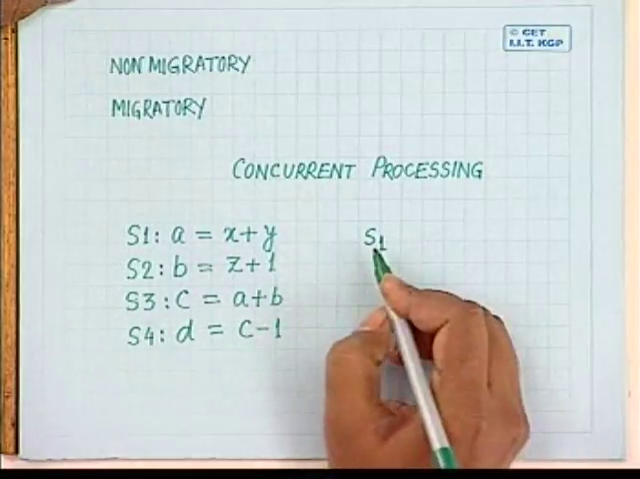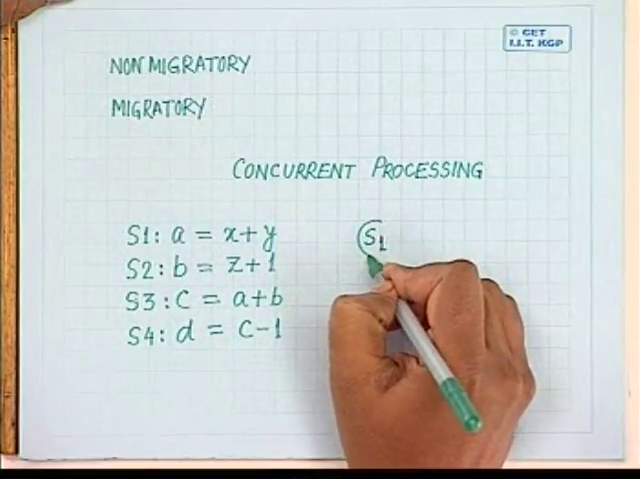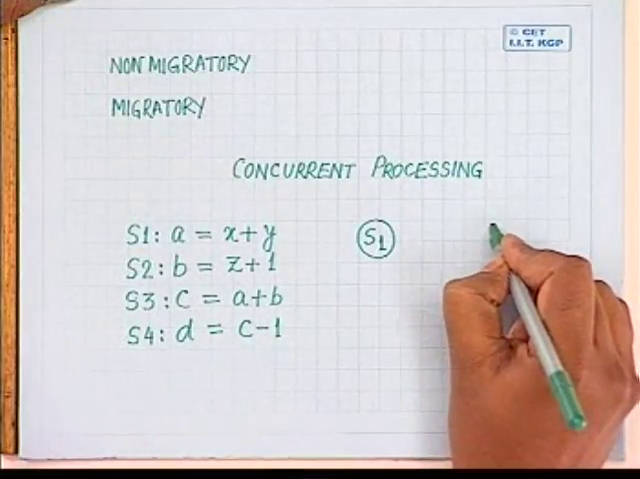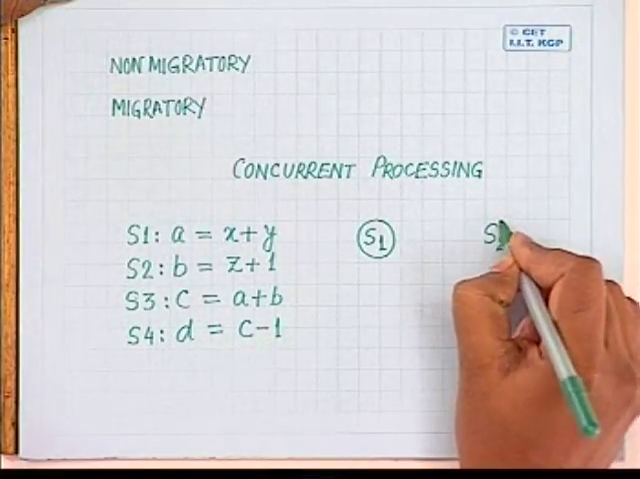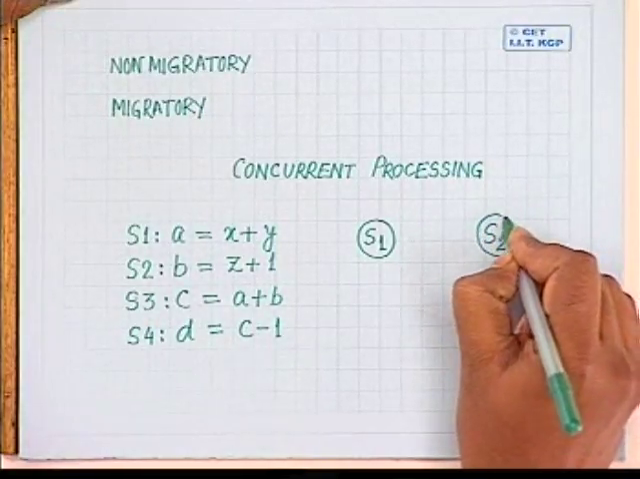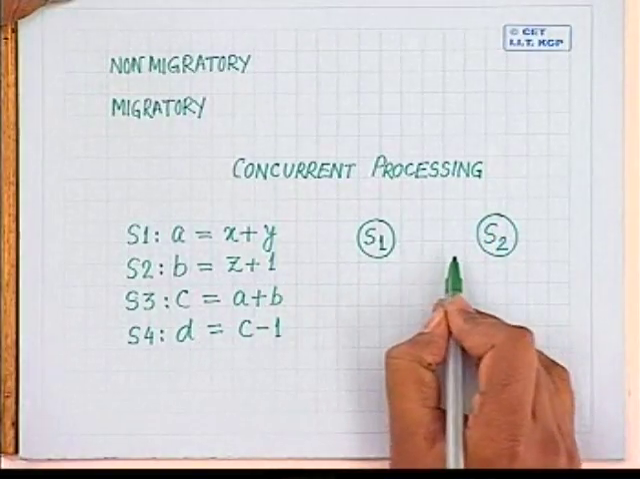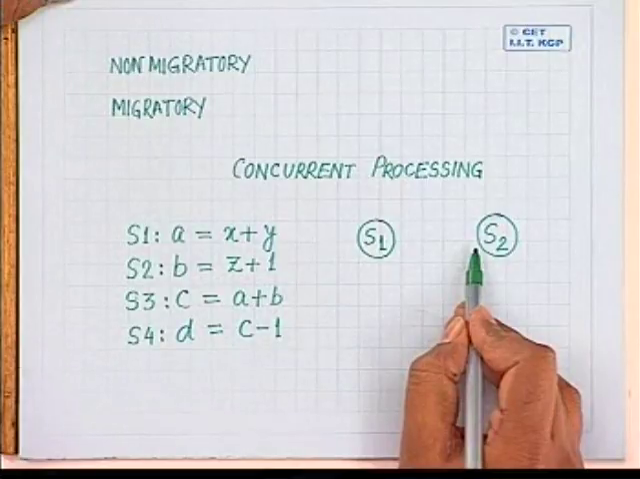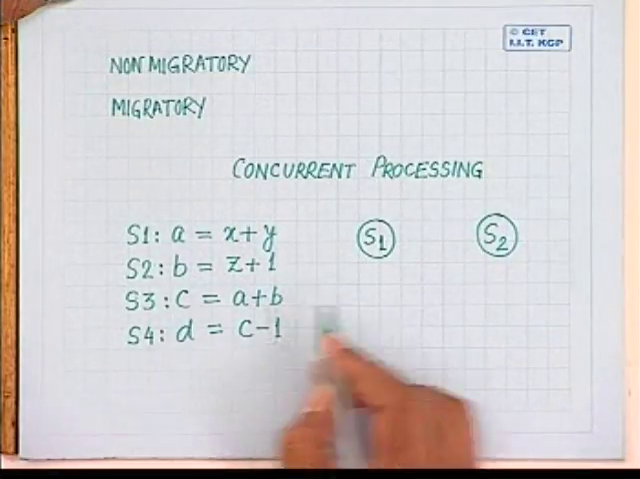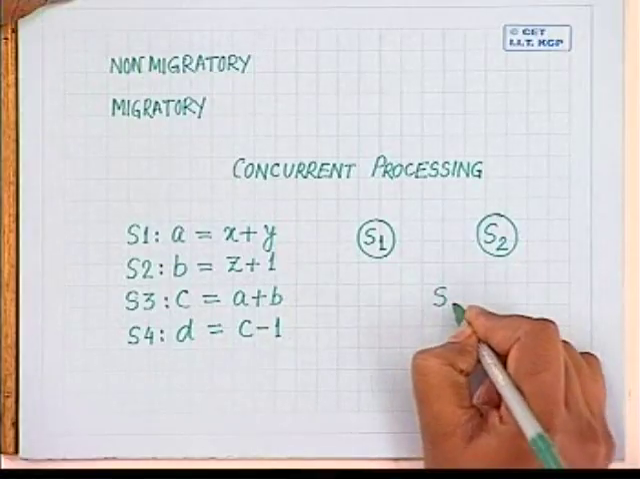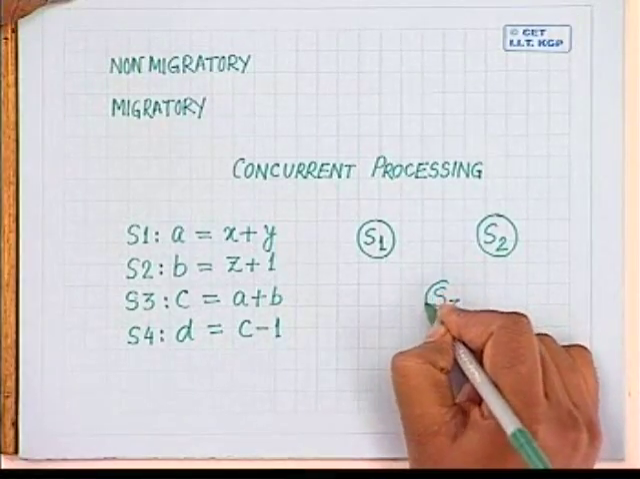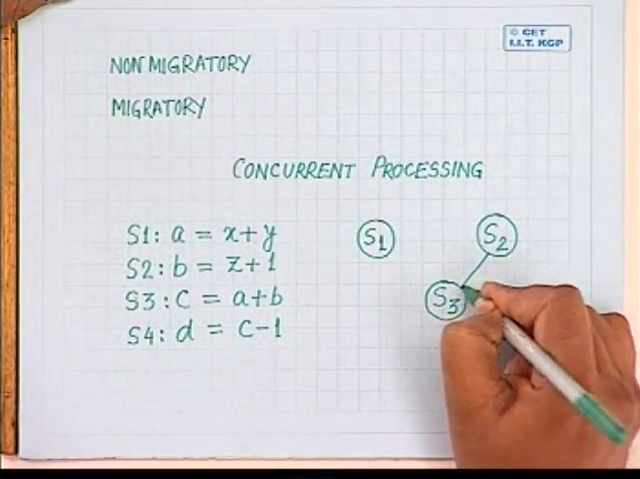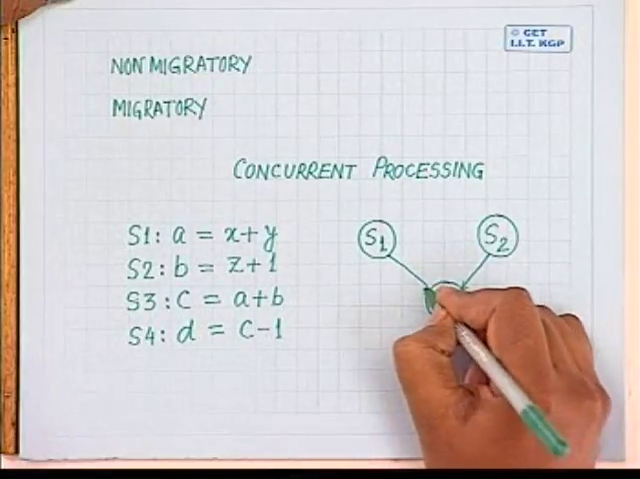anytime. So I represent this graphically where S1 is a node. I can compute S2 concurrently with S1. Okay, S1 and S2, these two can be executed concurrently. After completion of S1 and S2, then only I can compute S3. Okay, so I put it this way, S3, and S3 has to depend upon or has to wait for the completion of statements S1 and S2.